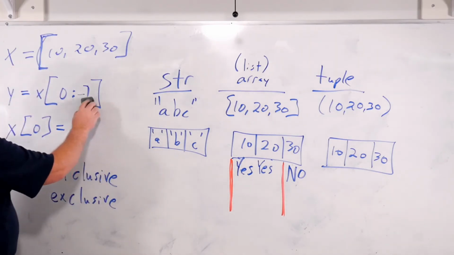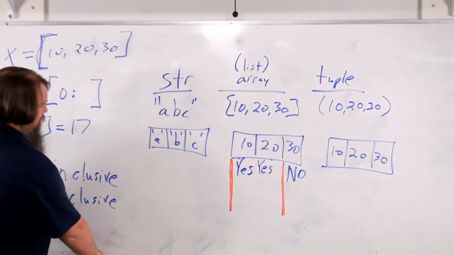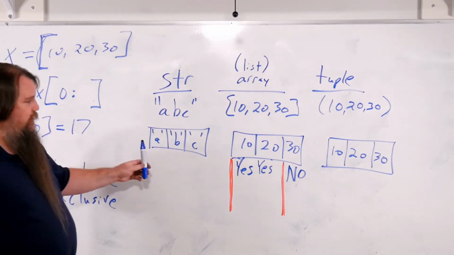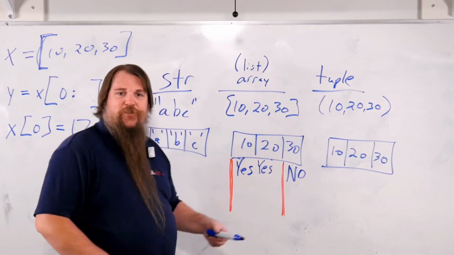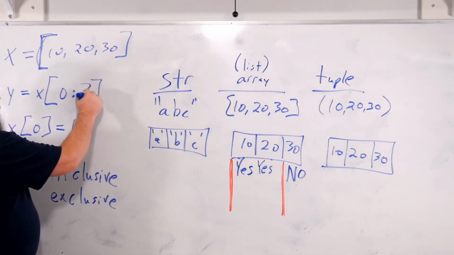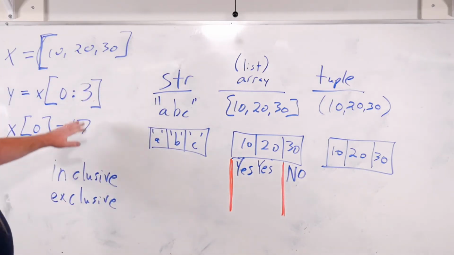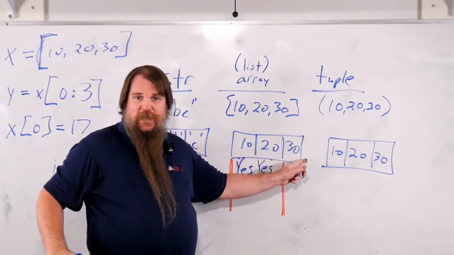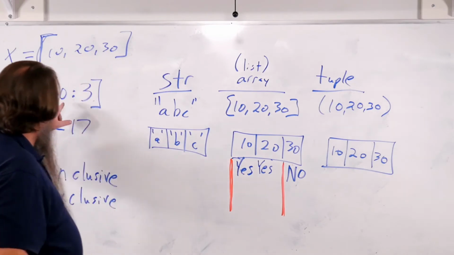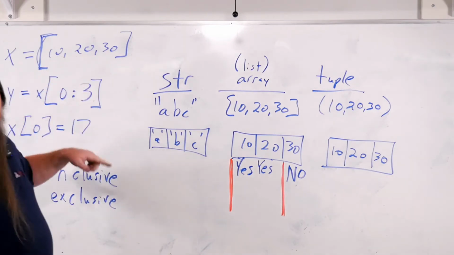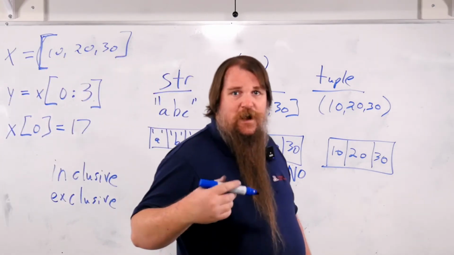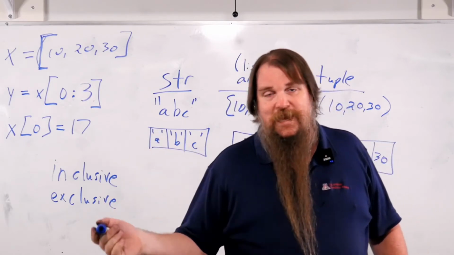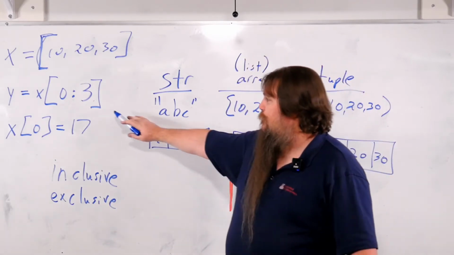Can you slice all the way to the end? Absolutely. You can do from 0 to 3. That is a valid index. I know element 3 does not exist. It would be here. Element 3 does not exist. But when you slice from 0 to 3, what are you doing? You're slicing everything up to but not including element 3. And so this will not throw an exception.